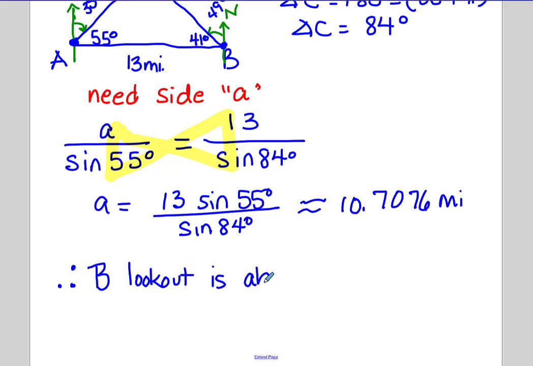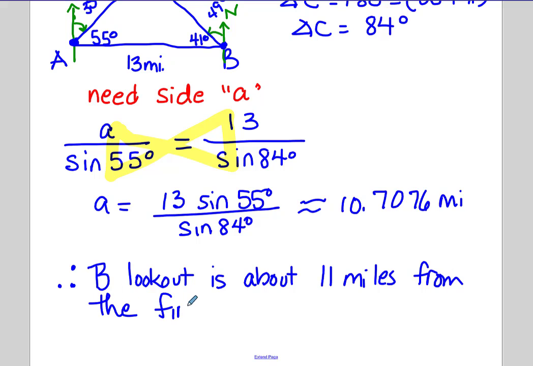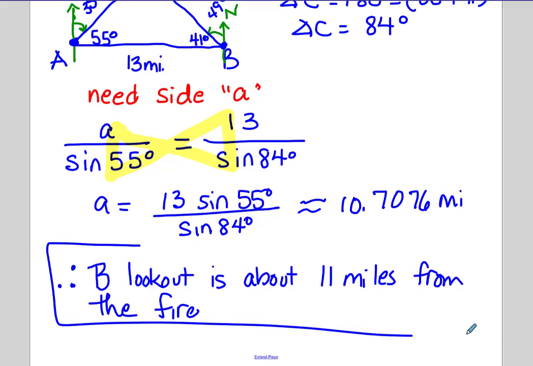So there we know that the fire is about 10.7 miles from the B lookout, or to the nearest mile, they said, about 11 miles from the fire. So they gave us words and we answered in words.